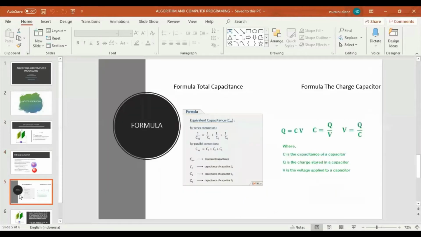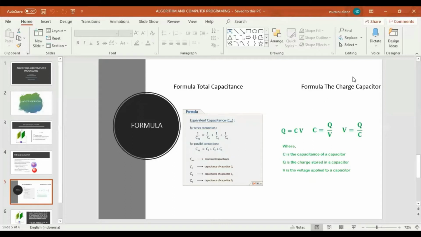And we move to the formula of total capacitance. This is the formulation of the total capacitance. For series, I use 1 per C total equal 1 per C1 plus 1 per C2 plus 1 per C3. And for parallel connection, I use C total equal C1 plus C2 plus C3.